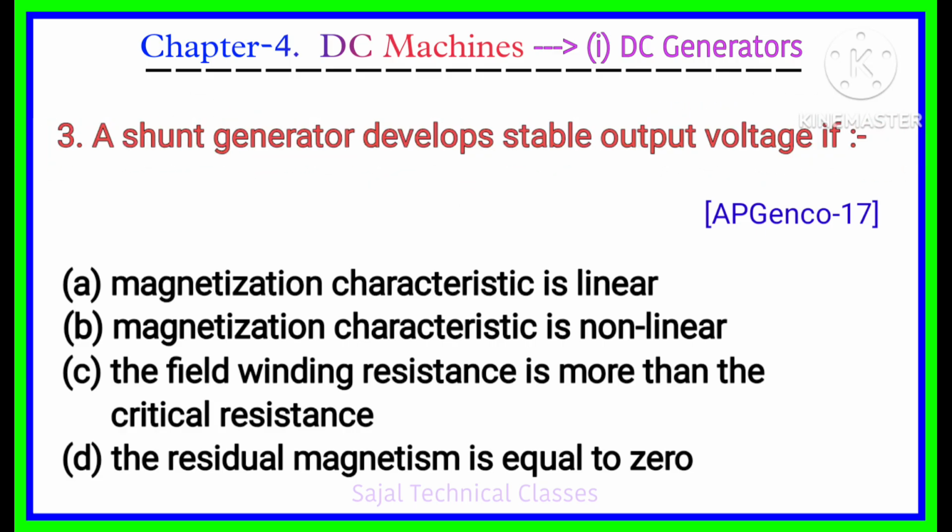Next question: a shunt generator develops stable output voltage if option A magnetization characteristic is linear, option B magnetization characteristic is non-linear, option C the field winding resistance is more than the critical resistance, and option D the residual magnetism is equal to 0. Correct answer is option B magnetization characteristic is non-linear.